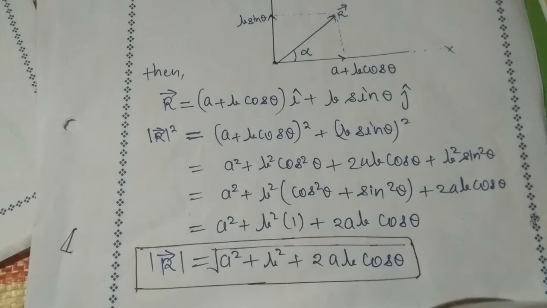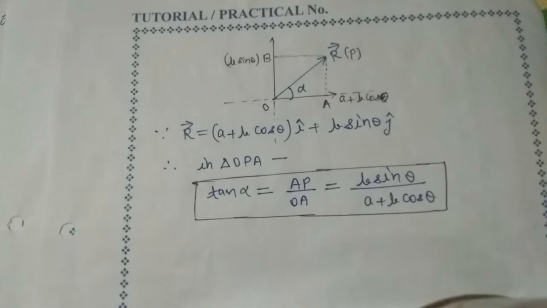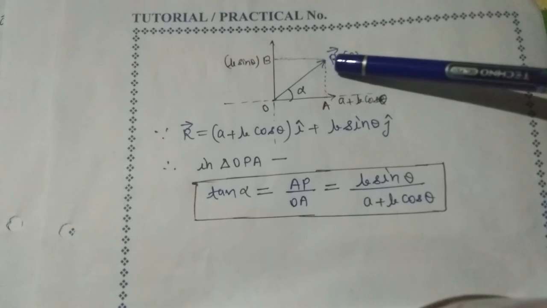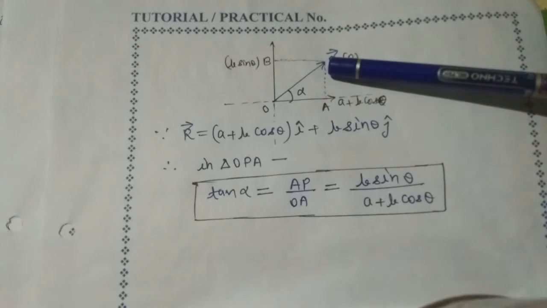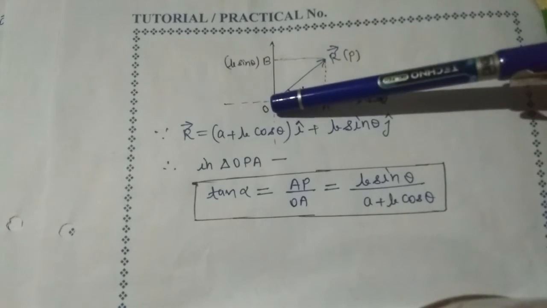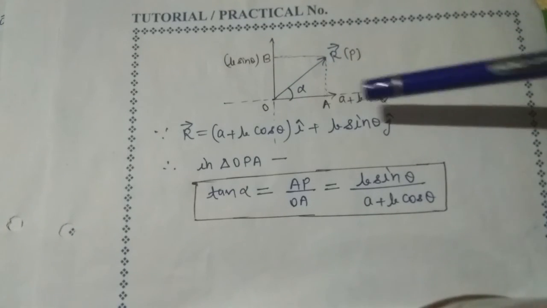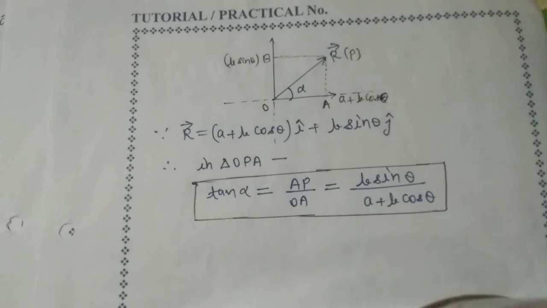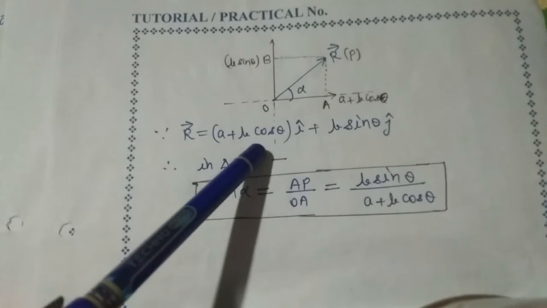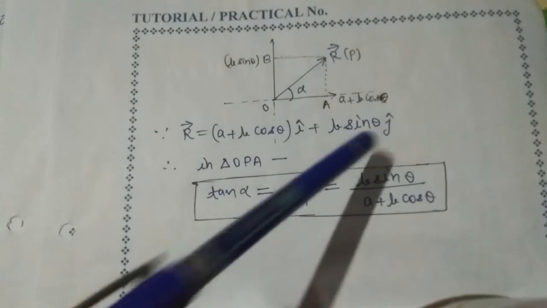How can we find alpha? We can also find that. This is our A plus B cos theta, and this is R. Let this be a point P, and this is B, and this is A, and this is O. If I write the vector form of R, it is (A plus B cos theta) i cap plus B sin theta j cap.